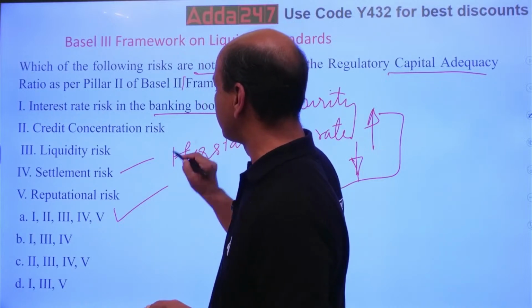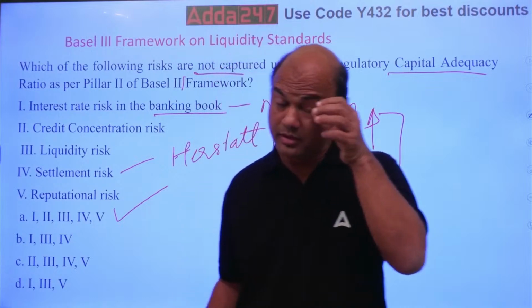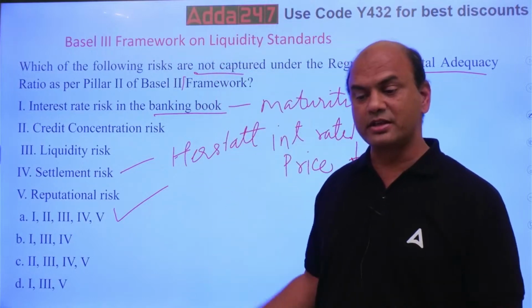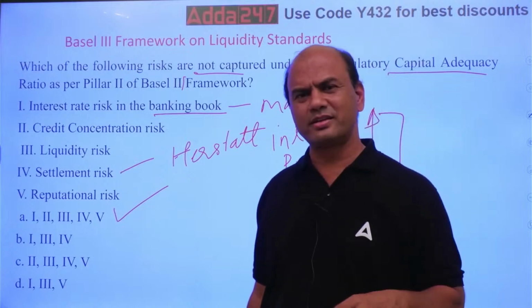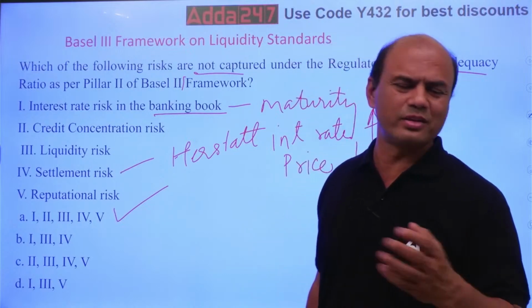Herstatt was a bank in Germany. This bank collapsed because of settlement risk. There is a big story for that. Someday else I'll explain, otherwise it will take a lot of time.